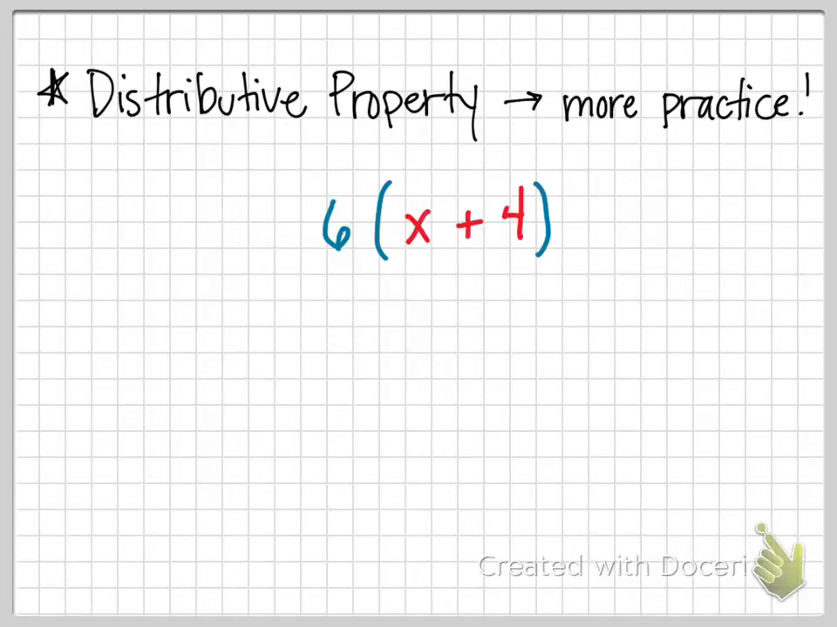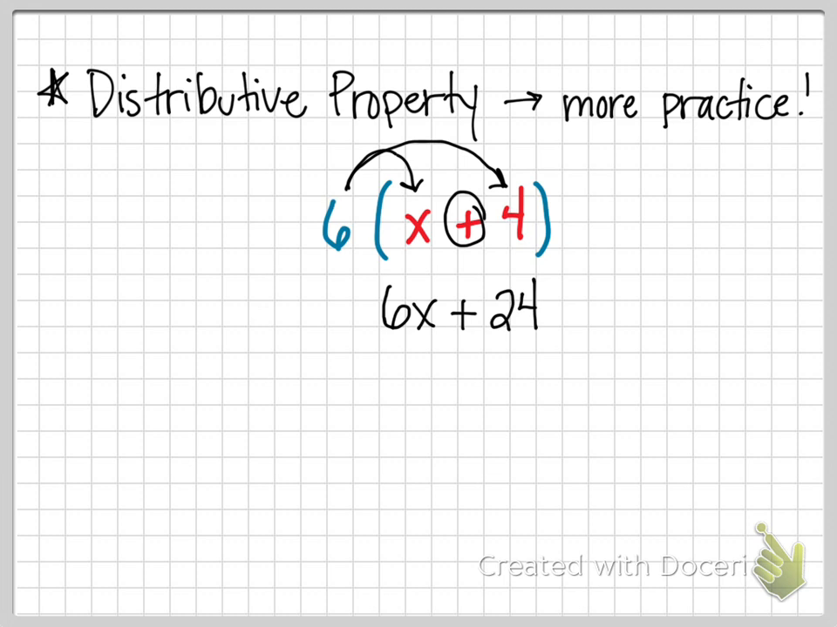For example, we would have something like 6 times the quantity x plus 4. And the distributive property says that we multiply the quantity outside times both of the quantities inside, and we keep that sign. So 6 times x is 6x. We keep that plus sign. 6 times 4 is 24.